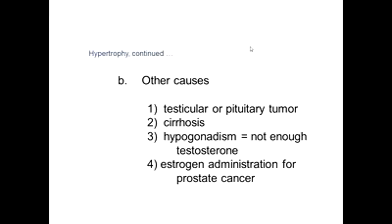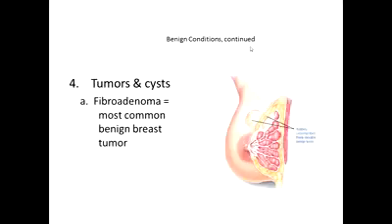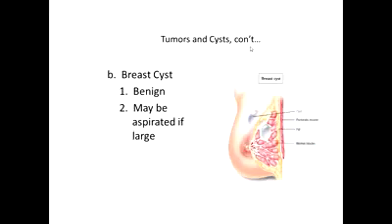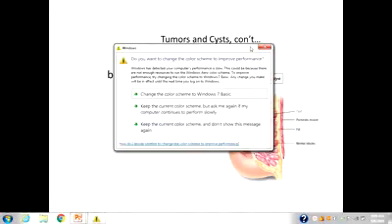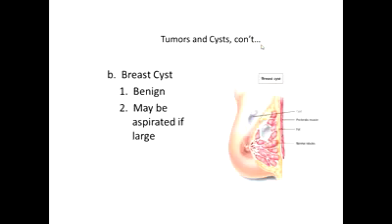Tumor and the cyst. Fibroadenoma is a benign tumor. The most common benign breast tumor, also called the breast mouse, is well circumscribed, well defined, and highly mobile. Breast cysts are often found in the breast, and they may be aspirated if they are large, and they can be confirmed by ultrasonography.